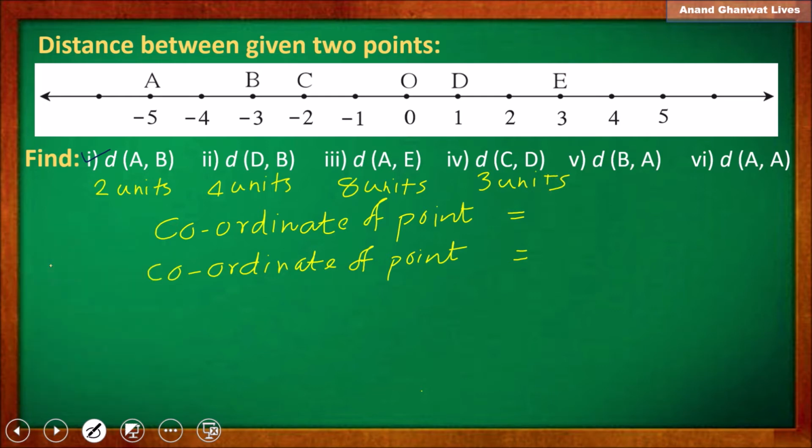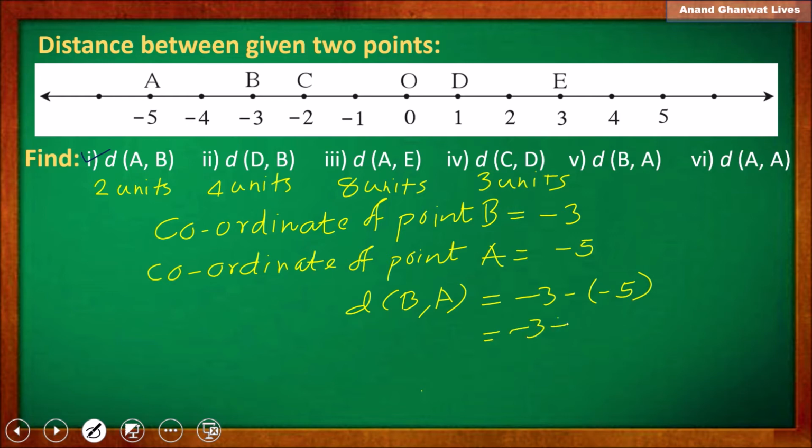So let us find the distance between point B comma A. For that, coordinate of point B is negative 3. Coordinate of point A is negative 5. Since negative 3 is greater than negative 5, distance between point B comma A is equal to greater coordinate, means negative 3, minus smaller coordinate, means negative 5. So negative 3 minus negative 5 means negative 3 plus 5, that is positive 2. So distance between point B comma A is 2 units.